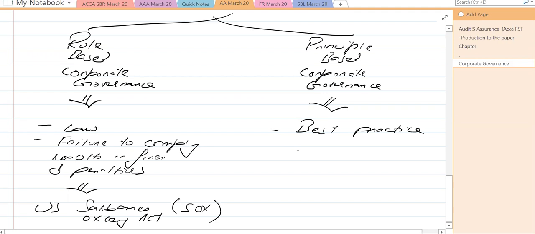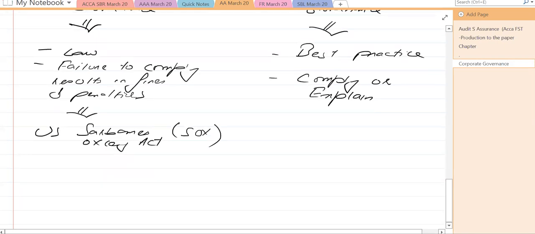Principle-based approach is not a law, but it's the best practice. And this means comply or explain. For example, the corporate governance says that the CEO and the chairman should be two separate persons. So either you have to comply with it, that you have separate persons for these two designations, or you have to explain.